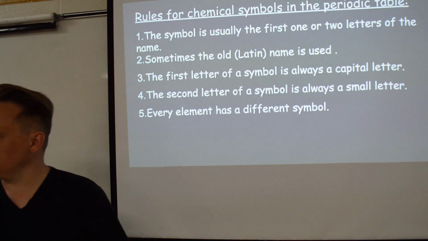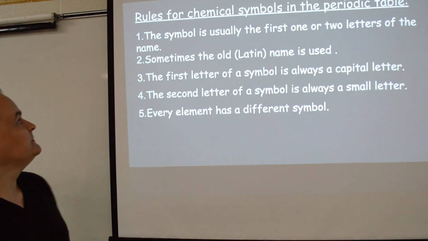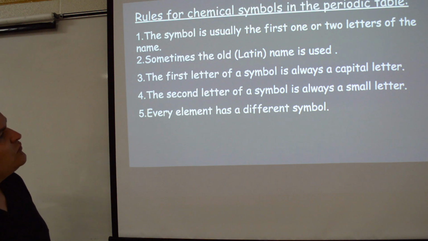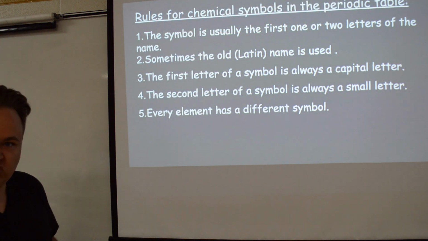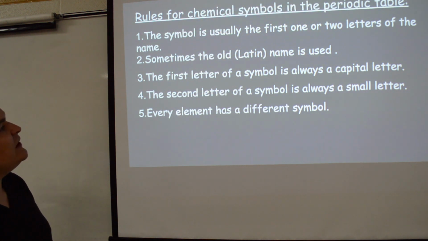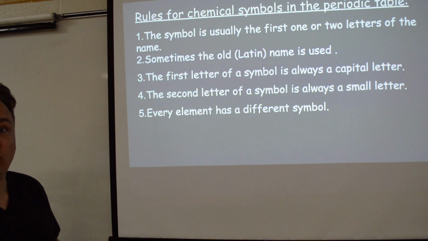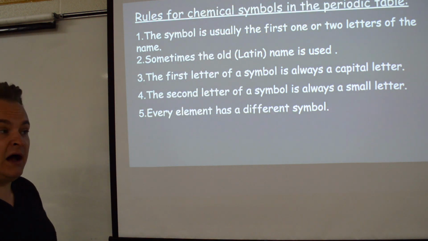Rules for chemical symbols on the periodic table. The symbol is usually the first 1 or 2 letters of the name, generally speaking. Sometimes the old Latin name is used. For example, Pb for lead.